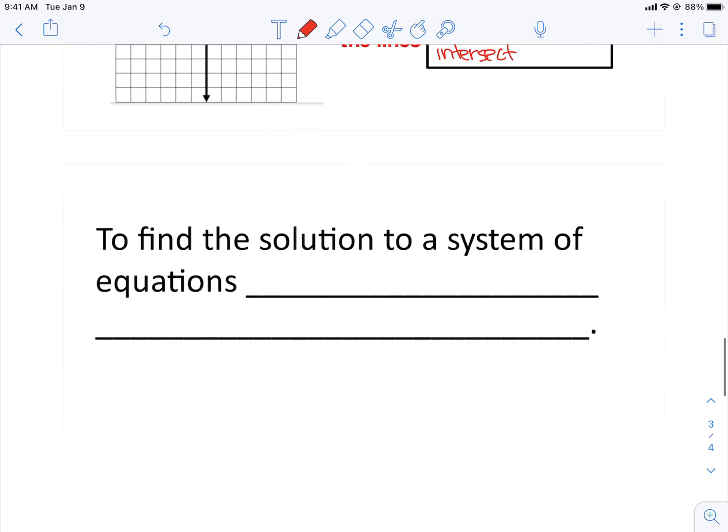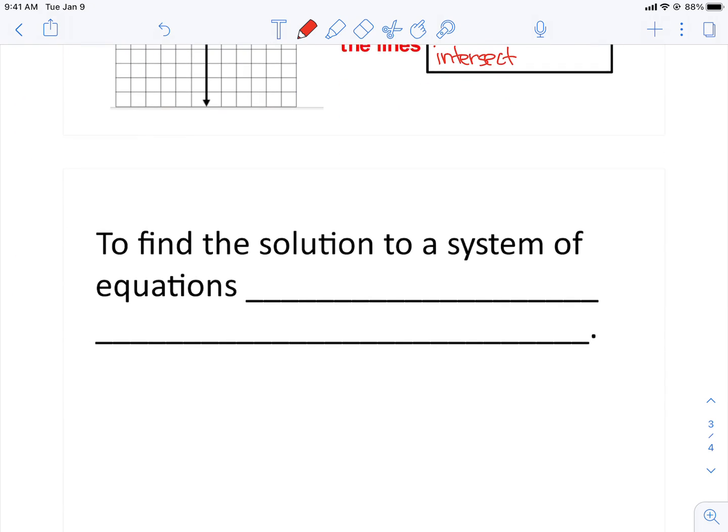To find a solution to a system of equations, I will look for the point in common. Whether it's a table, a list of ordered pairs, or a graph, you're looking for which point both sets of data have in common.